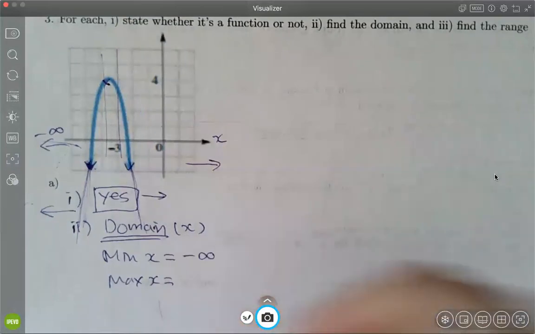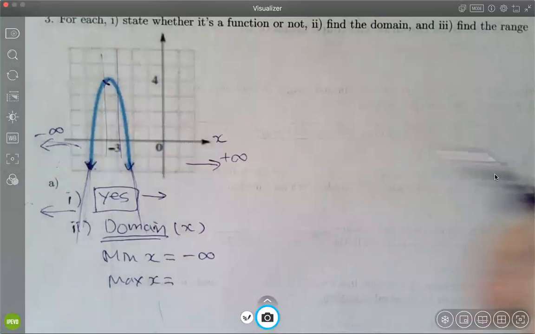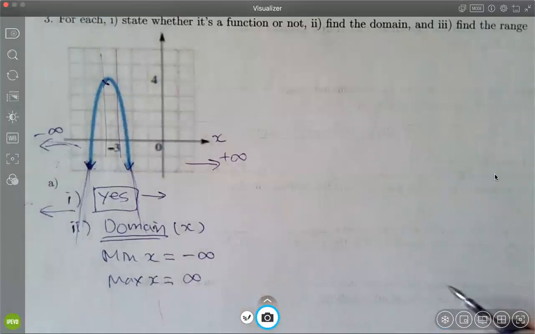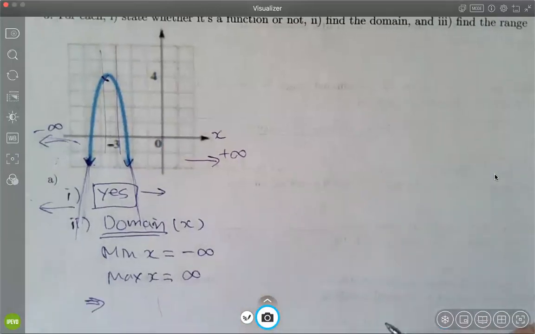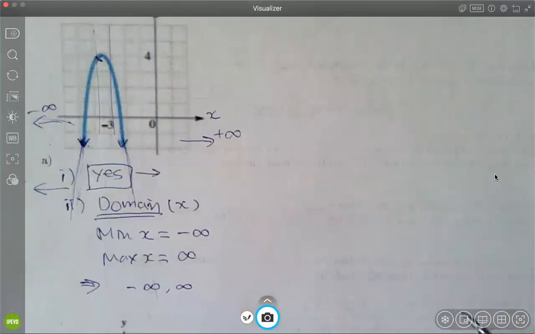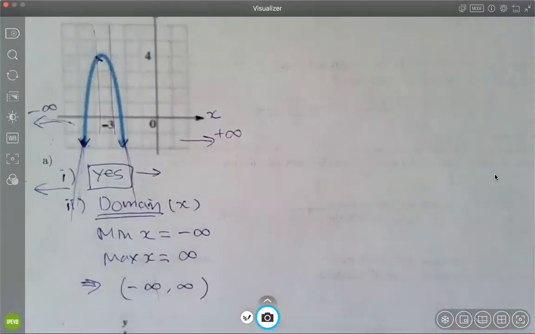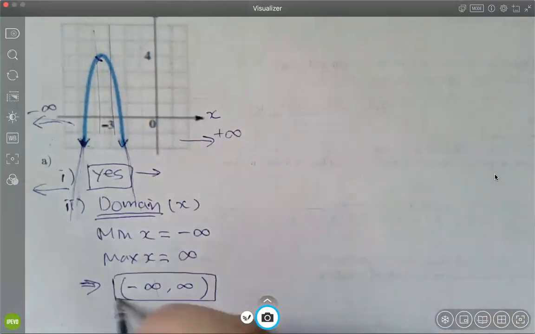And what does this direction mean? Plus infinity direction, right? So the maximum x will be positive infinity. So what is the domain as the interval notation? That, right? And now what are the symbols? Parentheses, right? Yes. Okay, so that is the domain.